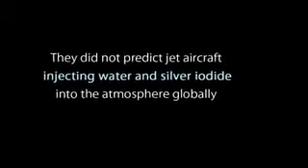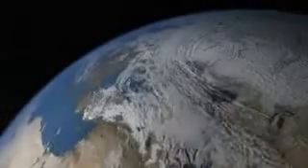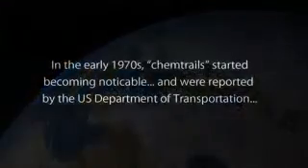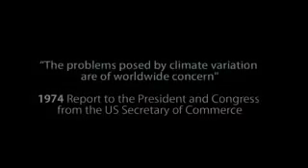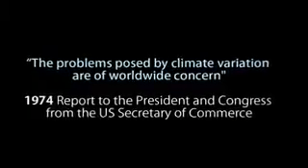Let's look briefly at another important historical fact that's missing from climate change discussions: where our concerns about human interference with the atmosphere and climate actually came from. After Dr. Vonnegut's invention of silver iodide cloud seeding began to proliferate around the globe, these improved weather modification techniques quickly began to have a profound effect on the atmosphere. This did not go unnoticed by the U.S. Department of Transportation, which reported to the Secretary of Commerce that air traffic was beginning to affect the weather by inadvertently making clouds. In a 1974 report to the President and Congress, the Secretary of Commerce wrote, "The problems posed by climate variation are of worldwide concern."